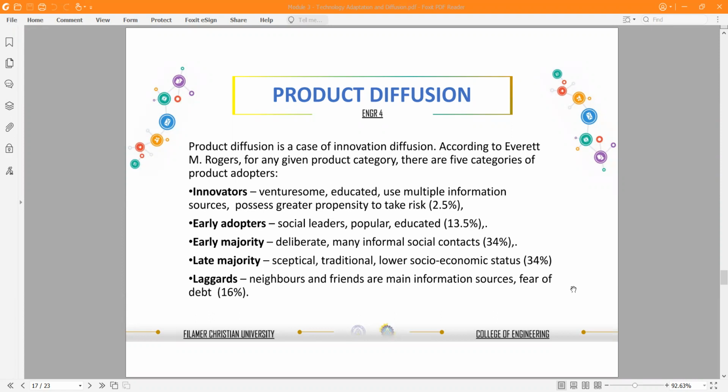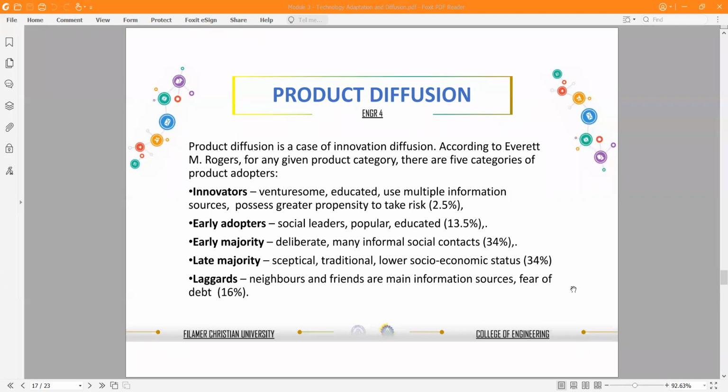And then yung early majority naman, these are the deliberate. So ito yung mga maraming informal social contacts. And for the late majority, ito na yung skeptical or ito yung mga traditional or lower socio-economic status. And the last one, ito yung laggards. These are the neighbors and friends, which are main information sources. So they are fear of debt. So they don't take risks.